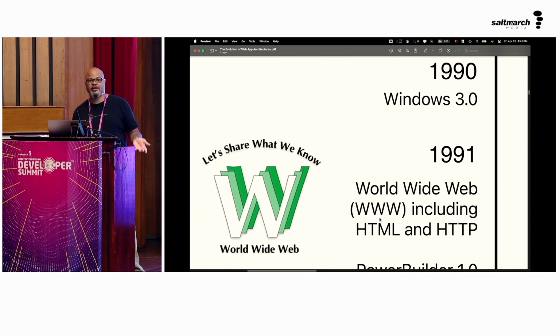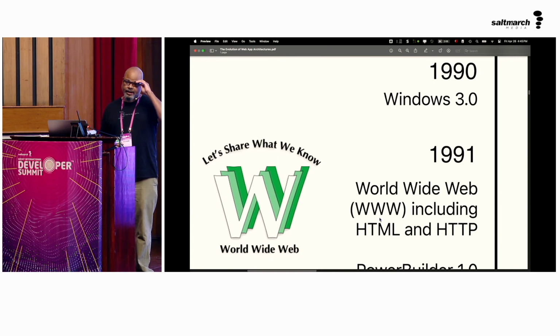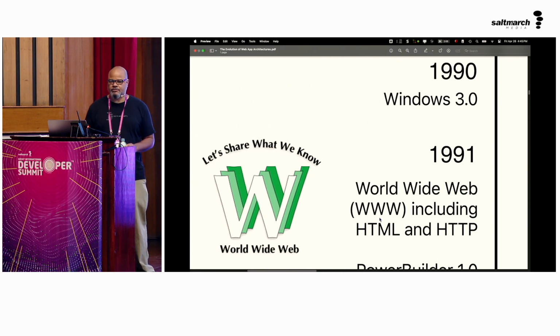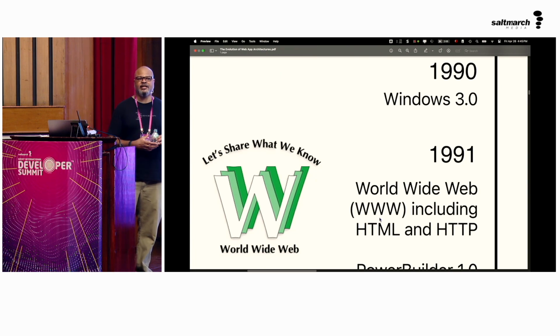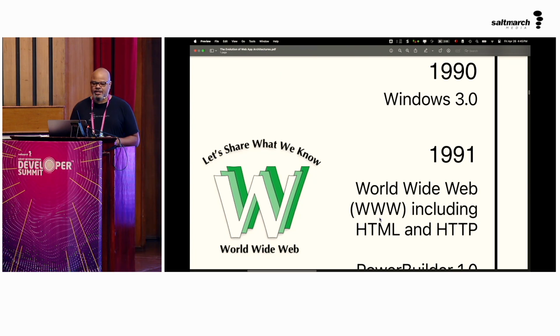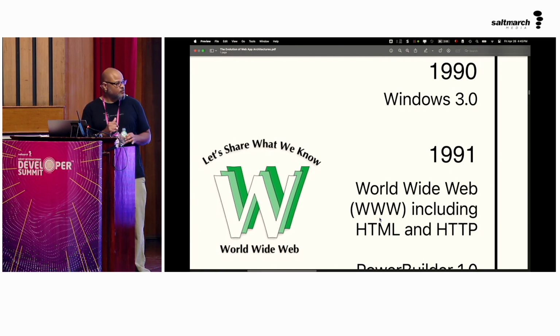There have been other hypermedia systems before, and I remember actually playing with one back in the day. But this was the first sort of universal one, right? The idea that you could link from one document to another on an entirely different server was really, really amazing at the time.